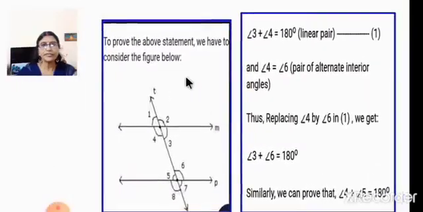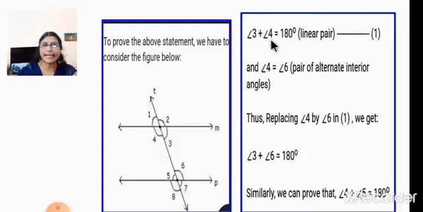To prove the above statement, we have to consider the figure. This is the figure. Again, we'll draw two parallel lines. This is line M, this is line P, and this is the transversal which is cutting these two parallel lines at two distinct points. Again, here 4 angles are formed, here again 4 angles are formed. Now, we will start like this.